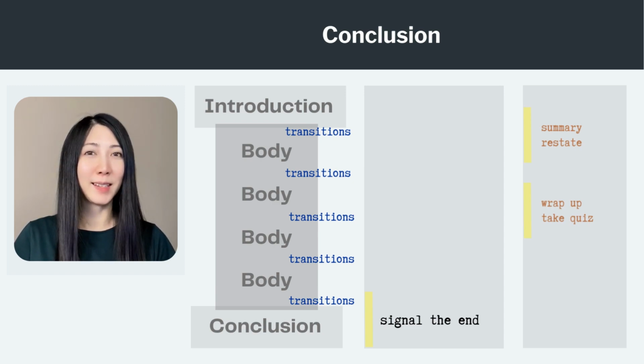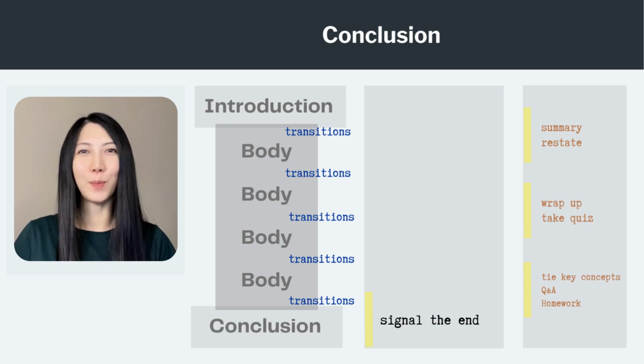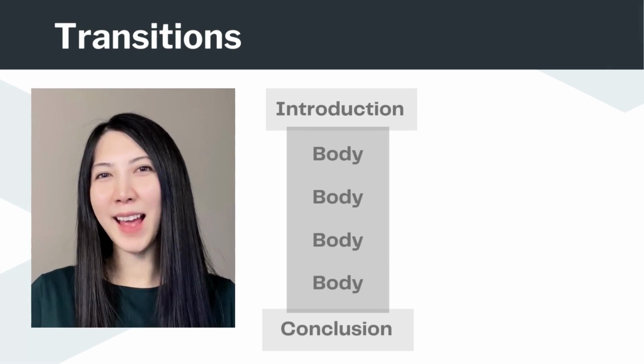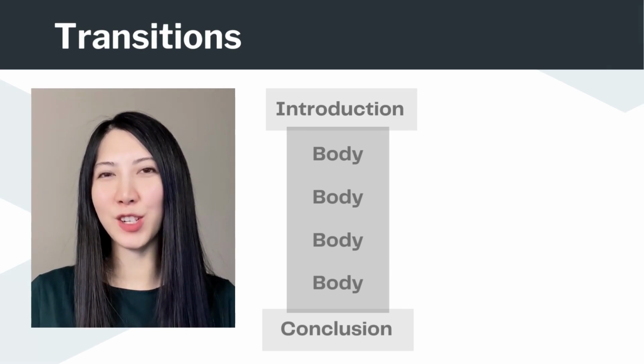Similarly, when your class is ending, the teacher will end with a conclusion. It's the moment to tie the key concepts together. There may also be a Q&A or a reminder of your homework. Like the intro, it's just one part, but instead of starting everything, it's to make the end. In the last part, I'll briefly mention transitions.